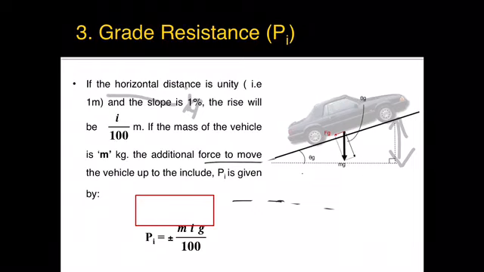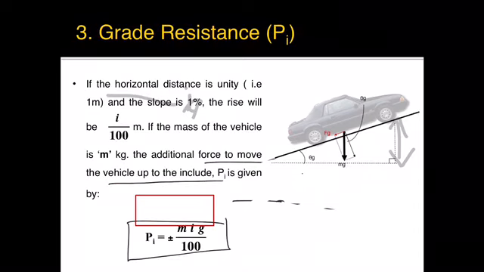So the additional force required to lift your vehicle is given by the formula Pi = M i g / 100, where M is the mass of the vehicle, i is the gradient in terms of percentage, and small g is the acceleration due to gravity, which can be taken as 9.81 meters per second squared. The grade resistance value will be positive whenever the vehicle moves on an upward gradient, and it will be considered negative when the vehicle moves in the downward direction.